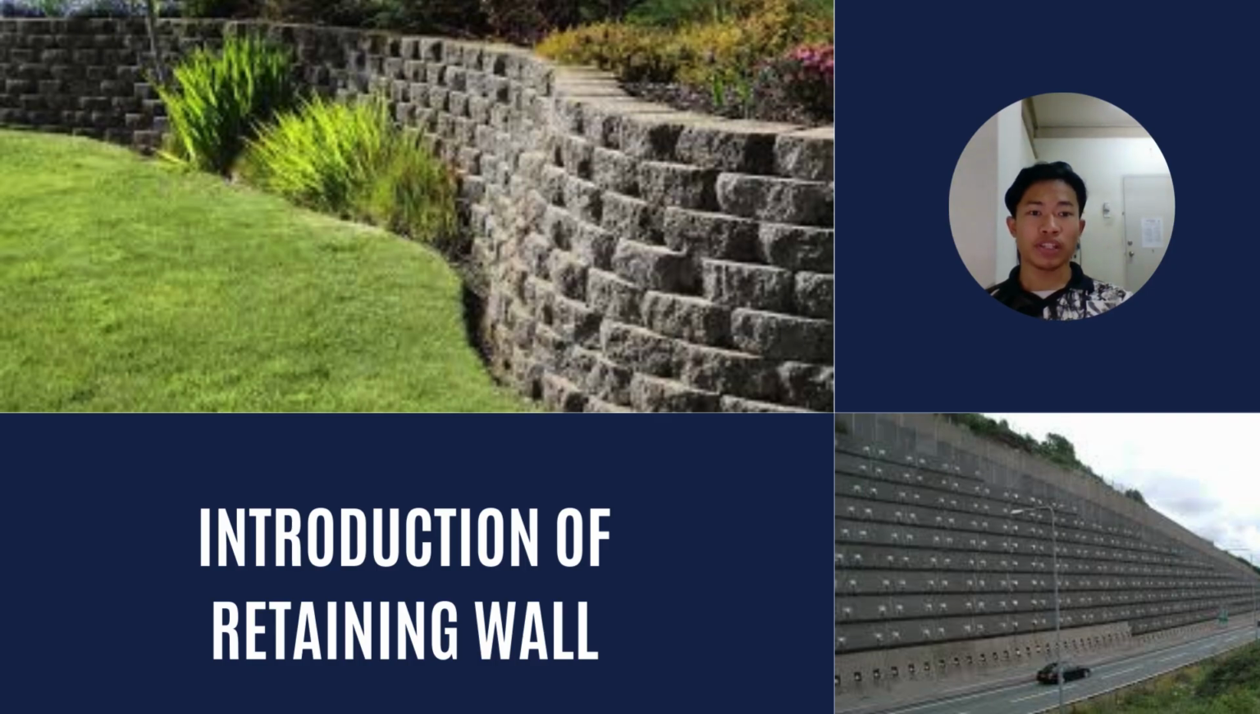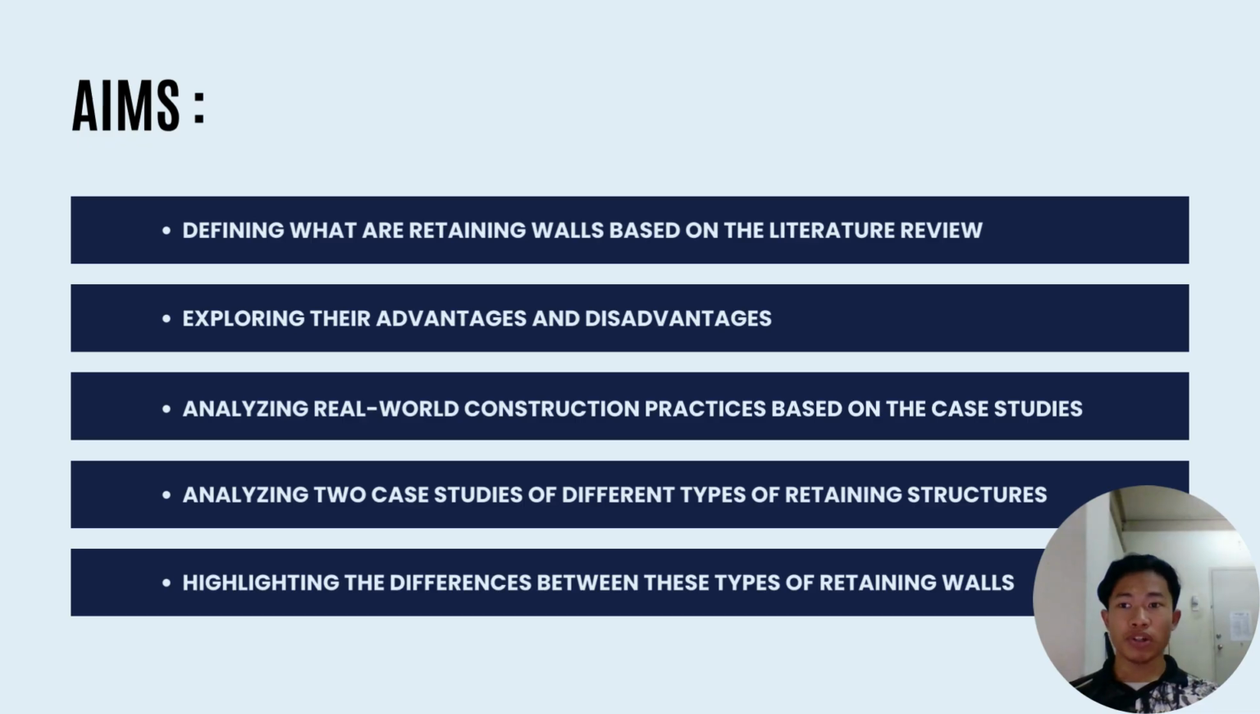First of all, we would like to start with an introduction to retaining walls. Retaining walls are crucial for stabilizing land on hillsides or coastal areas, which prevents soil erosion and collapse. Therefore, this case study aims to define what retaining walls are based on the literature review, explore their advantages and disadvantages, analyze real-world construction practices based on case studies, analyze two case studies of different types of retaining structures, and the last one is highlighting the differences between these types of retaining walls.